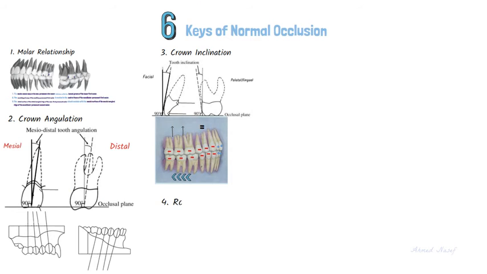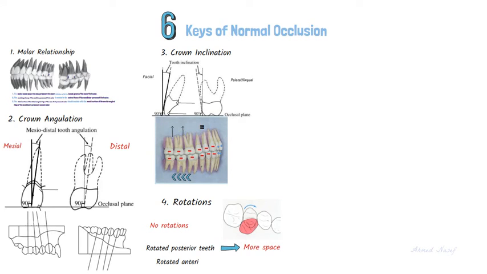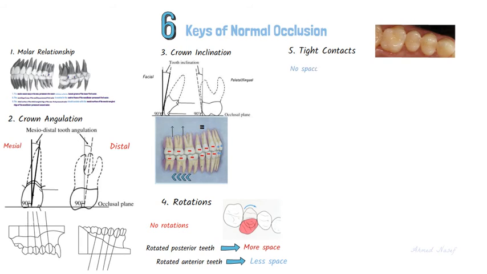Now let's talk about rotations. Of course, in normal occlusion, teeth should be free from any rotations. And as we know, when molars are rotated, they occupy more space, while the anterior teeth occupy less space when rotated. The fifth key is tight contacts. And in normal occlusion, there should be no spaces between teeth and contact areas should be tight.